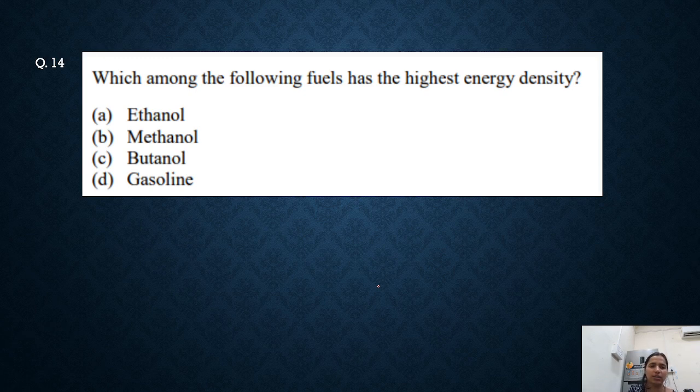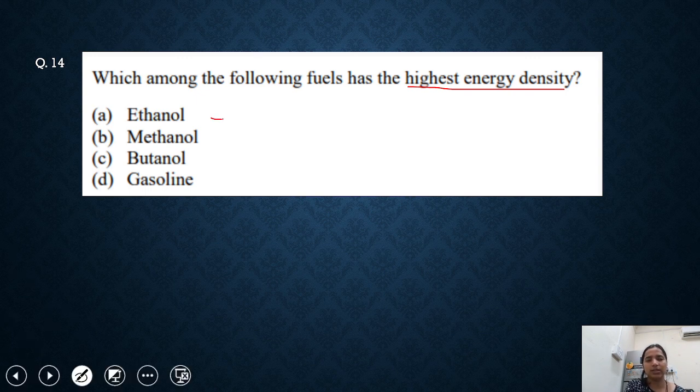Okay, this is our next question. Which among the following fuels has the highest energy density? The options are ethanol, methanol, butanol, and gasoline. So it would be gasoline. Gasoline has the highest energy density. Butanol also has high energy density, but lower compared to gasoline. Butanol is nearby, but has almost half of gasoline's energy density.